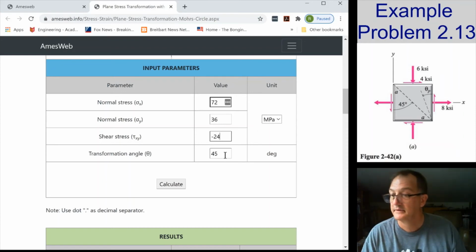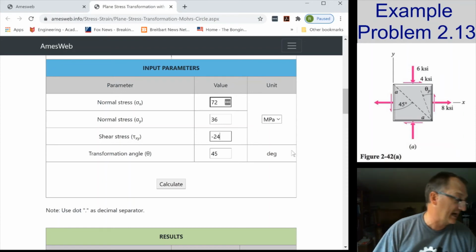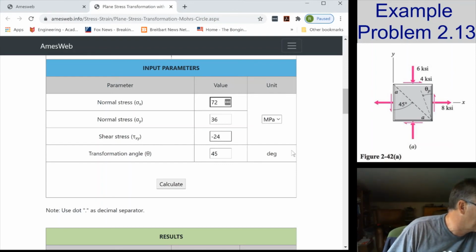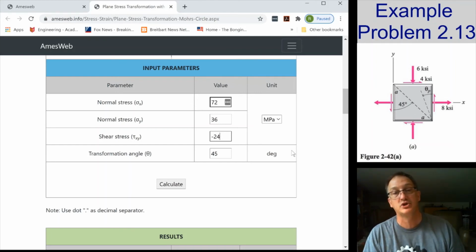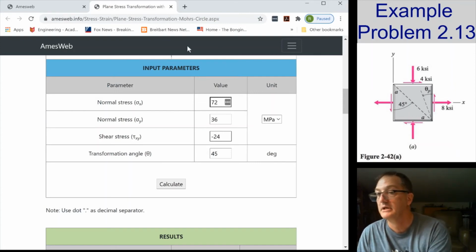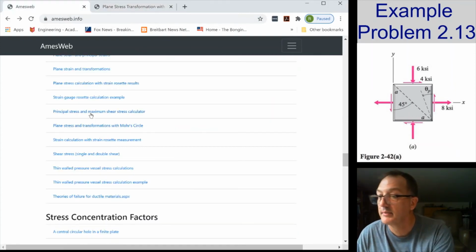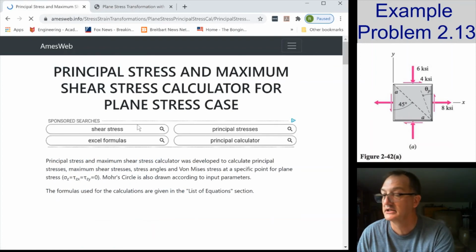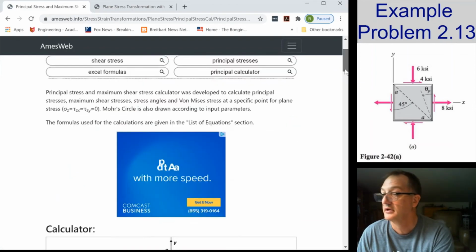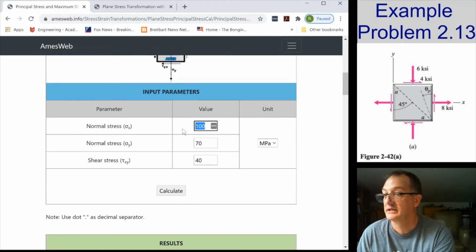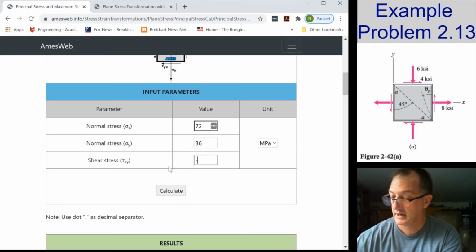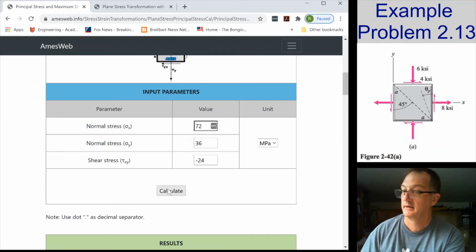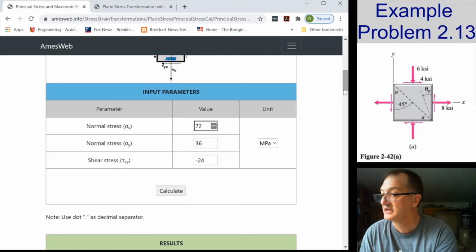It doesn't matter. Oh, I was supposed to find my principal stresses, and all this is doing is a plane stress transformation. Let me go to my principal and maximum shear stress calculator. Let's pull this one up. This is going to be a little bit different. I'm filling in the same things. This is 72. This is 36. This is minus 24.